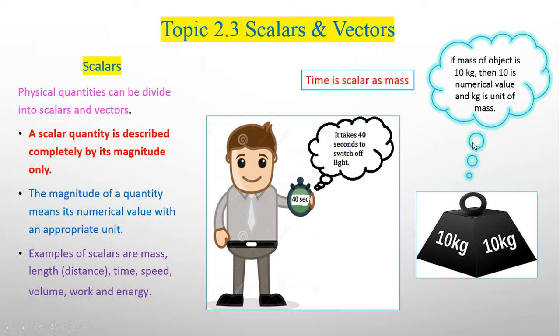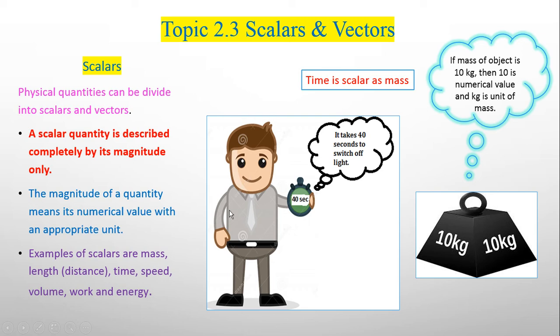Let's take an example. Here you have a mass of 10 kg. If the mass of an object is 10 kg, then 10 is the numerical value and kg is the unit of mass. So we can say the magnitude of a quantity means its numerical value with an appropriate unit.